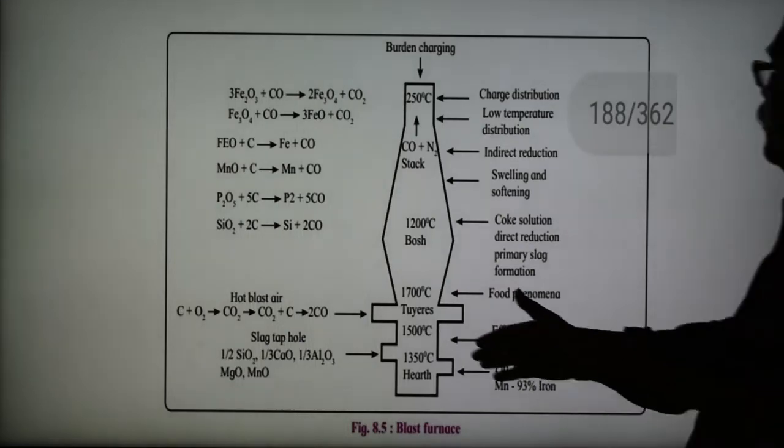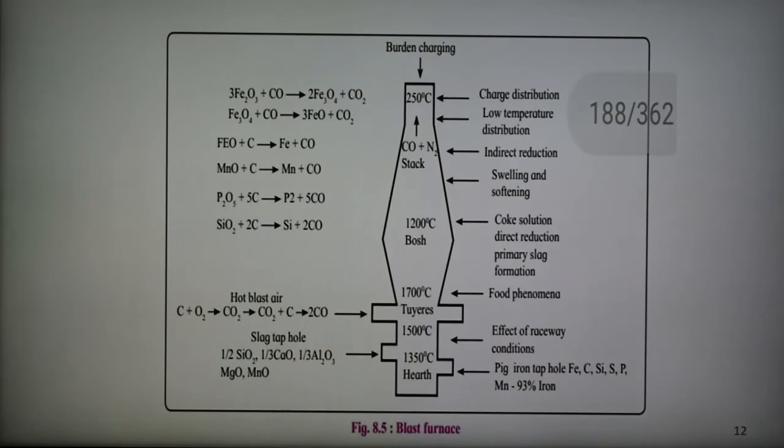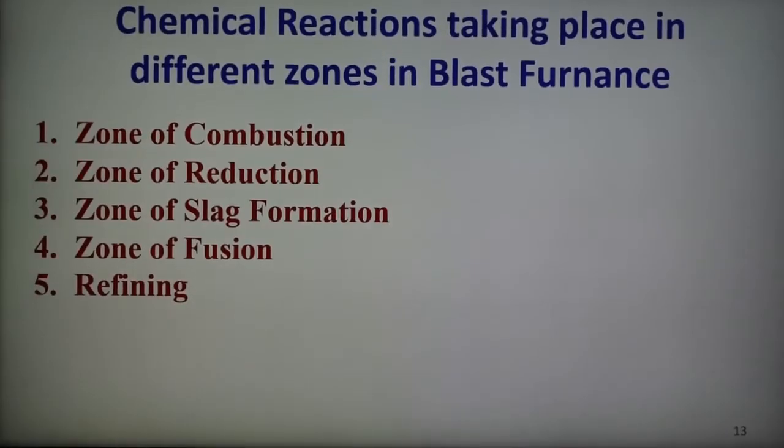Carbon monoxide formed goes up, and we will see the different chemical reactions taking place in the blast furnace in the next slide. The chemical reactions take place in different zones in the blast furnace, and there are 5 steps: the zone of combustion, zone of reduction, zone of slag formation, zone of fusion, and last the refining.